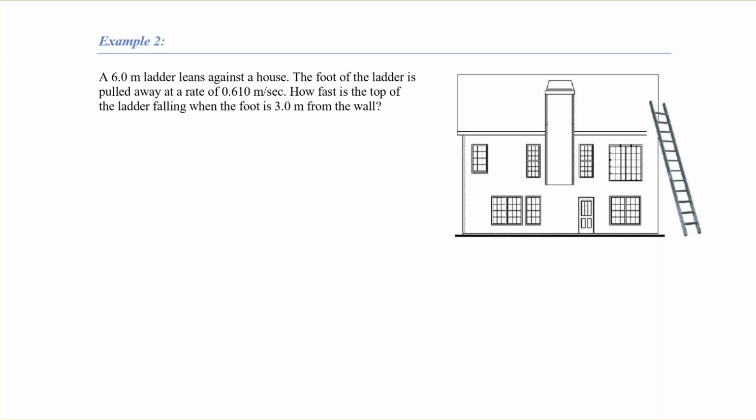In this one, we are given a ladder which is 6 meters in length and it leans against a house. The foot of the ladder is pulled away at some rate, and of course, as it is pulled away from the foot, the top is also going to drop at some rate. So we need to find how fast the top of the ladder is falling when the foot is 3 meters from the wall. Let's draw this diagram.